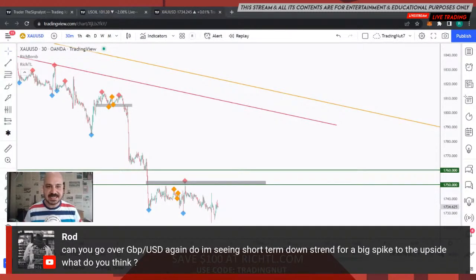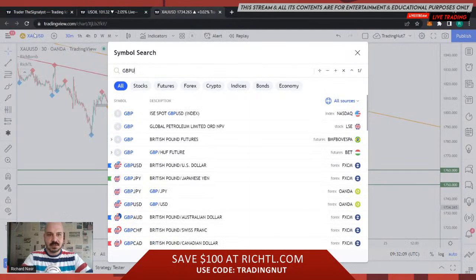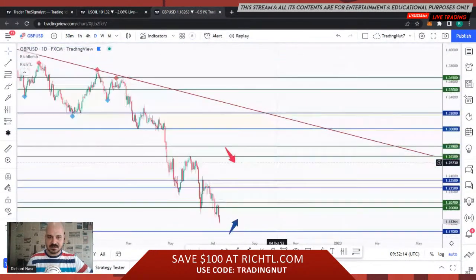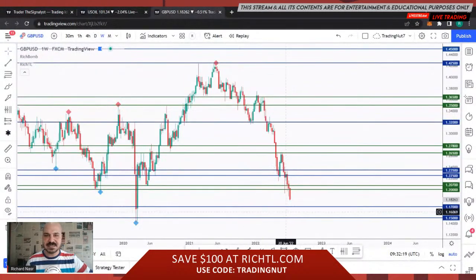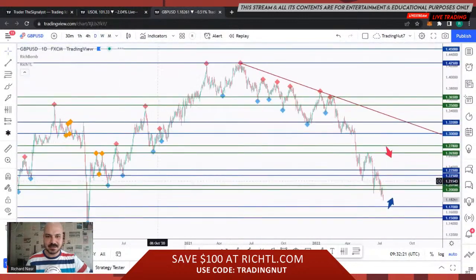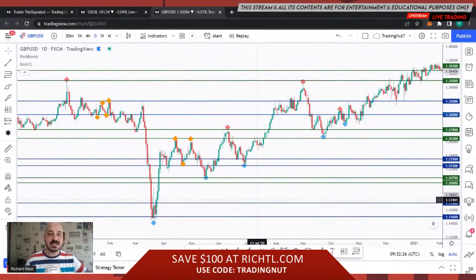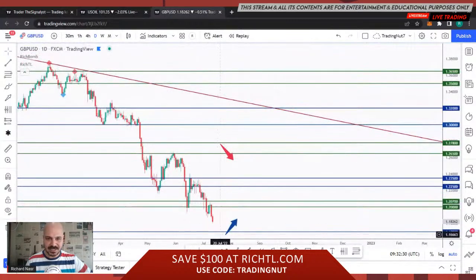Can you go over GBPUSD again? I'm seeing short term down, for a big spike to the upside. Yes, exactly. Let me go over it real quick. Here we go. So we're expecting further movement downward till around this demand zone, which we saw from the daily time frame. So this is the entire range. The upper one is 1.17. So this is basically our support and resistance now.